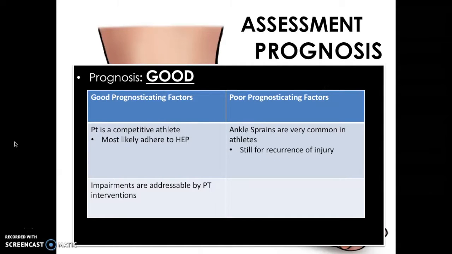And then the prognosis of the patient would be good because she's an athlete and most likely she will adhere to her intervention and home exercise programs so that the patient can return to the competition. And then impairments are also addressable by PT interventions. The only poor prognosticating factor would be her sport, which is cheerleading, which hinders her from being a candidate of excellent prognosis because it is highly susceptible to recurrence of injury.